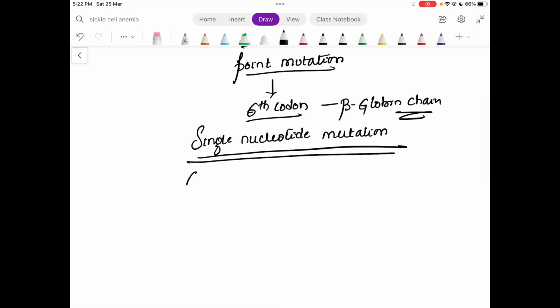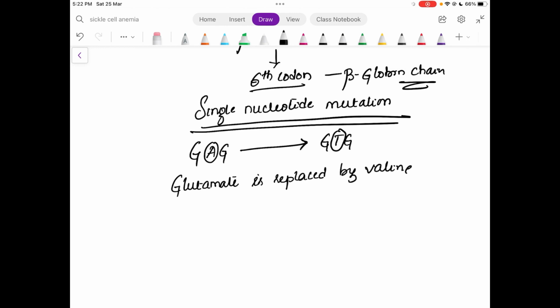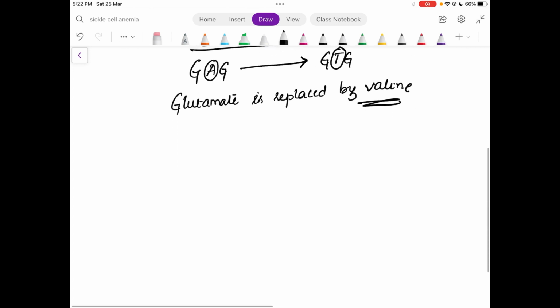and this causes change in GAG to GTG. That means A is replaced with T. That is a single nucleotide mutation. That means this glutamate amino acid is replaced by valine. This replacement of glutamate with valine will occur in a beta globin chain, and this causes formation of atypical hemoglobin.